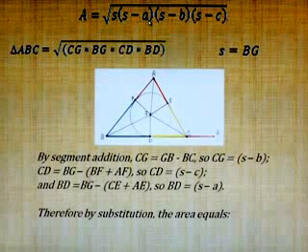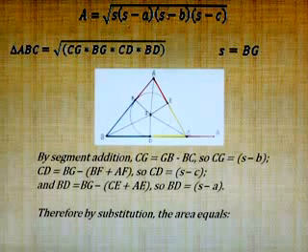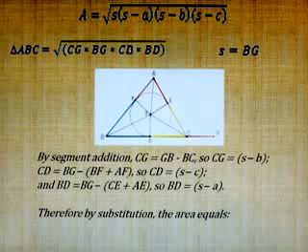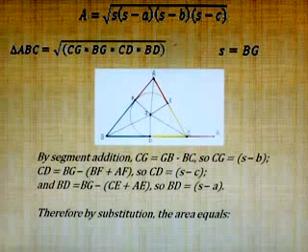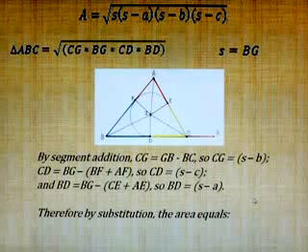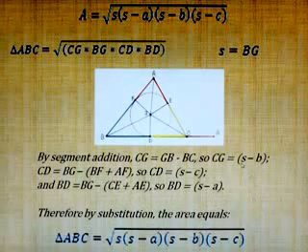semi-perimeter minus A. So just substituting in, remembering that this was the same as semi-perimeter minus B, this is the same as the semi-perimeter, this is the same as the semi-perimeter minus C, and this is the same as the semi-perimeter minus A, we end up with Heron's formula.